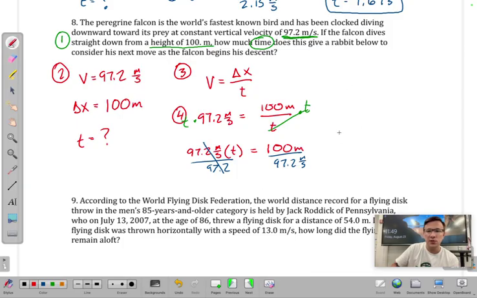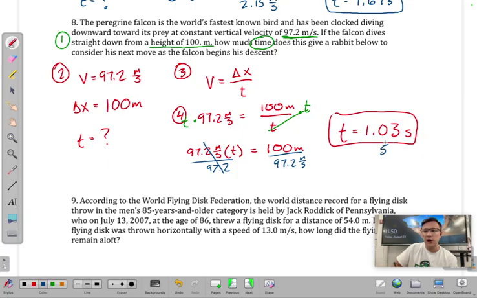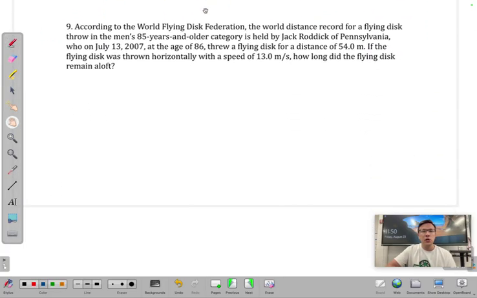So I forgot to put this on the last problem, but these are your last 2 points here. T is equal to 1.03 seconds. Box in your answer, and then we would get our extra points. This would be 5 for the number and 6 for the unit of measurement there. Okay, next problem is very similar.